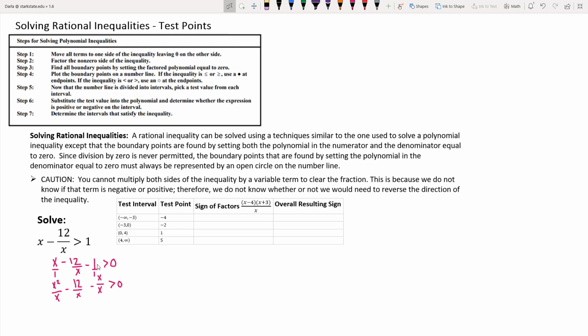And then what that allows us to do is rewrite that as one rational expression. I'm going to put it in order. So it's x squared minus x minus 12 all over x is greater than 0, which then I could factor the numerator, which would be x minus 4 times x plus 3, and the reason being negative 4 times 3 multiplies together to give me negative 12, but adds together to give me negative 1.